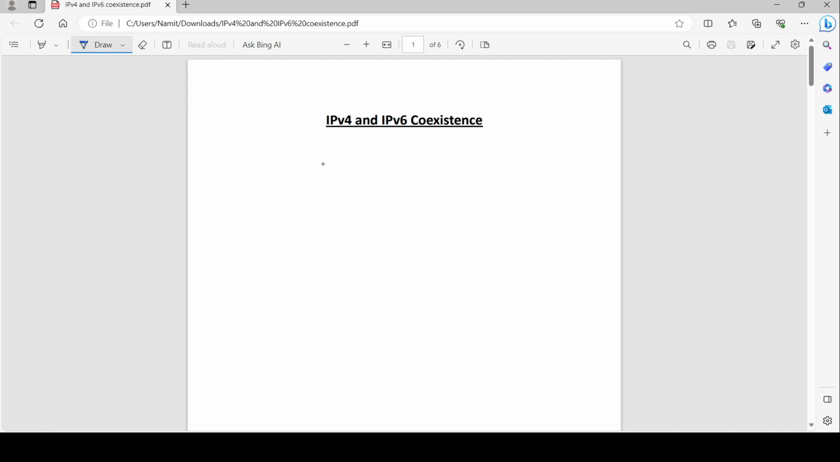A device that is operating on IPv4 is also able to communicate with a device that is operating on IPv6. Now, how is it able to do so? Even though the IPv4 and IPv6 header sizes are completely different, they are still able to communicate. How is that so?